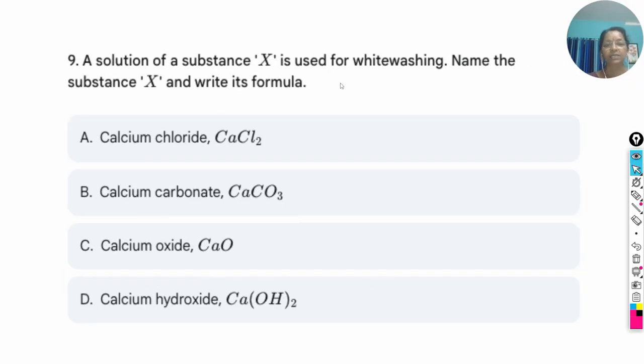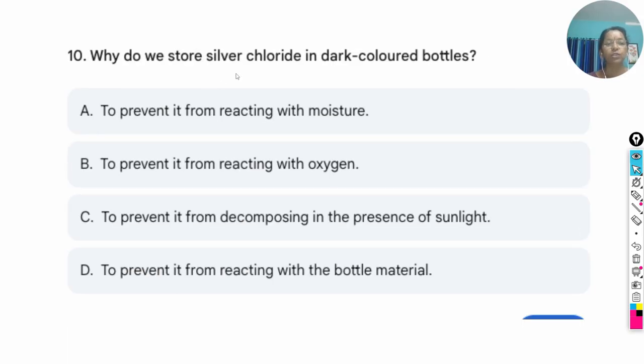A solution of substance X is used for whitewashing. Remember, a solution of a substance X. Name the substance. No doubt it is calcium oxide, CaO. Write its formula: CaO. Why do we store silver chloride in dark colored bottles? We learned silver chloride can be decomposed in the presence of sunlight, so it has to be protected from sunlight. So we are keeping it in dark colored bottles. The options are: to prevent reaction with moisture, to prevent reaction with oxygen, to prevent decomposition in the presence of sunlight. The answer is option C.